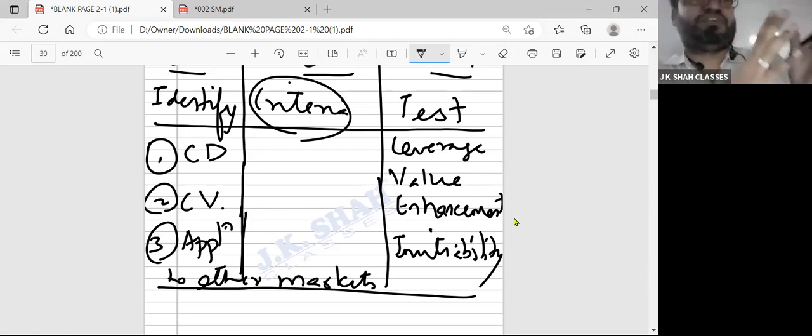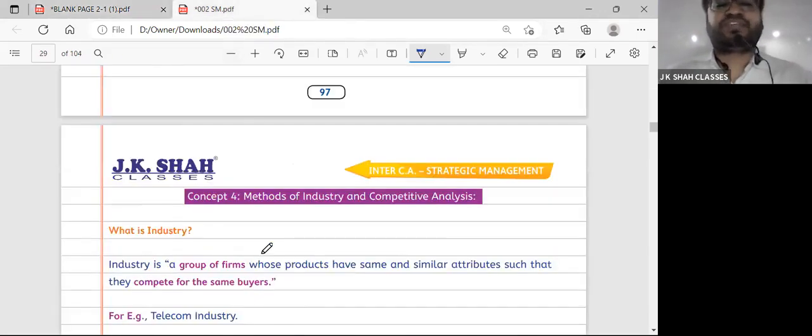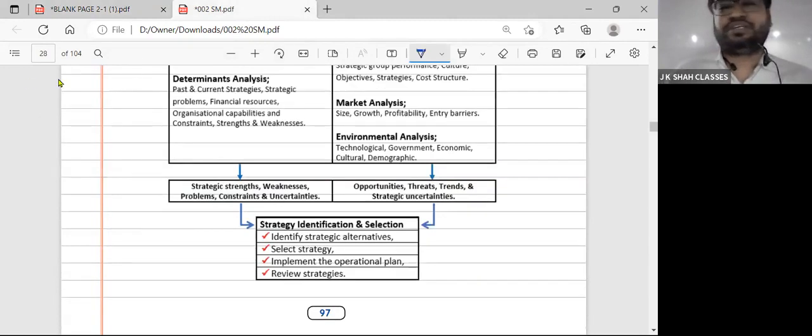Once I have done justice to one business, I will use these competencies in other businesses. I will use the knowledge gained in one business in other businesses. That is application to other markets. You all understood this? Yes. Okay. Let's try to understand this first, and then we will discuss the remaining part.